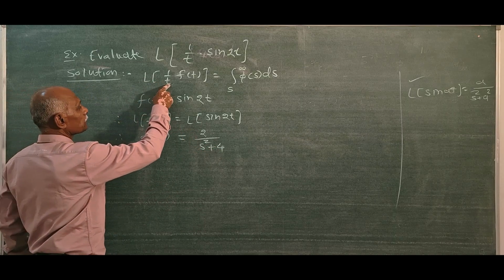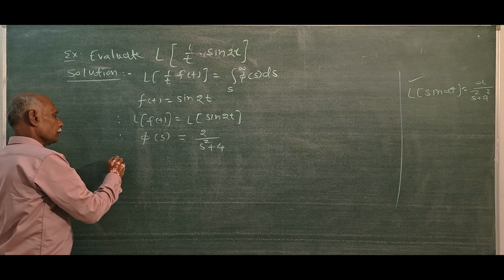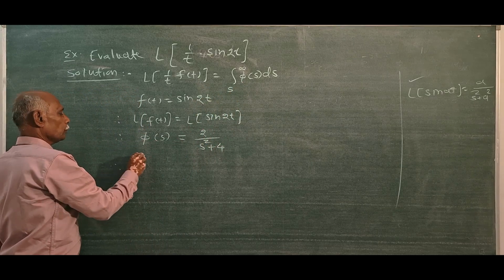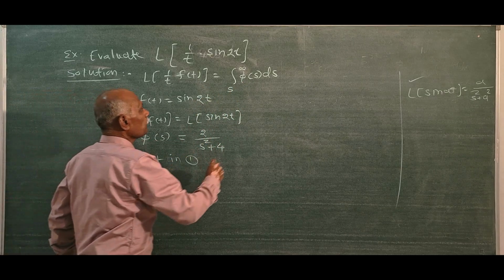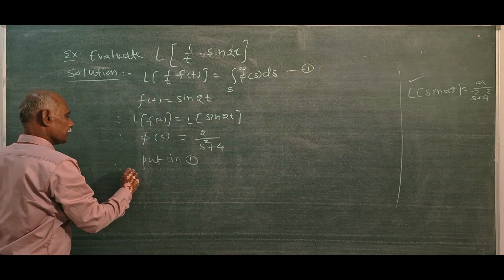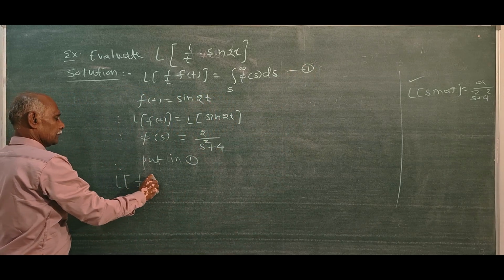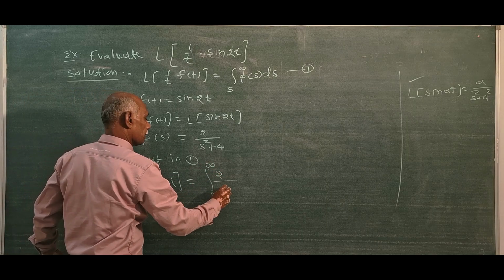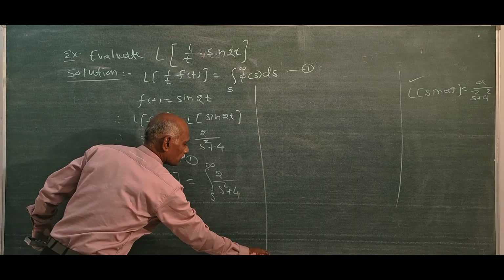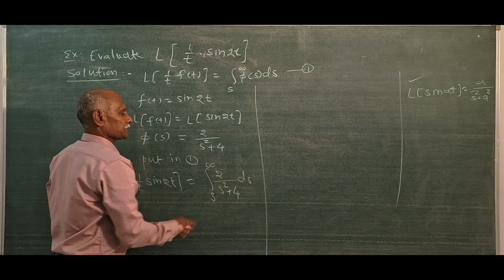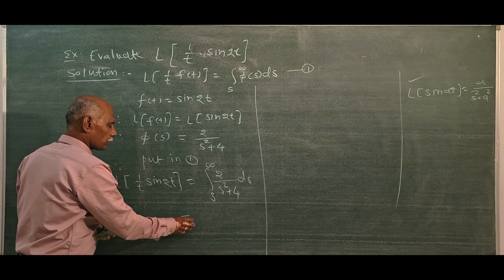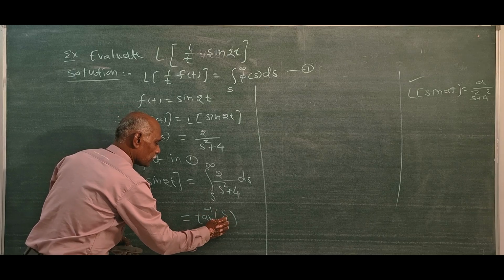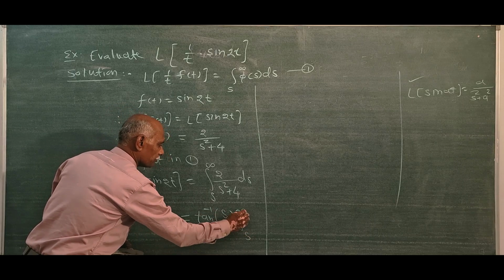The question is, what is the Laplace transform of 1 by t times sin 2t? For that, we see this side, and we put the 1. Now I am writing the right hand side: 2 divided by s square plus 4, and of course ds, not dt. So one formula for integration we have to use. This is nothing but tan inverse of s upon 2, with limits from s to infinity.